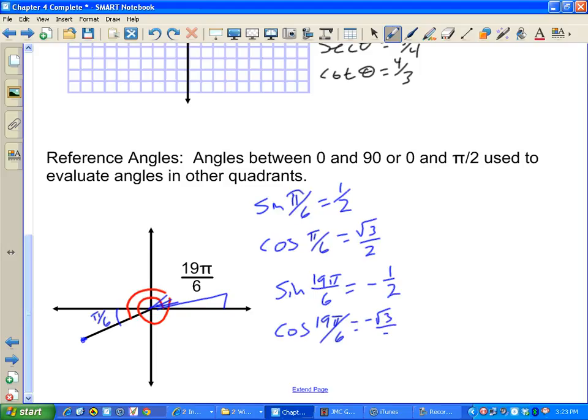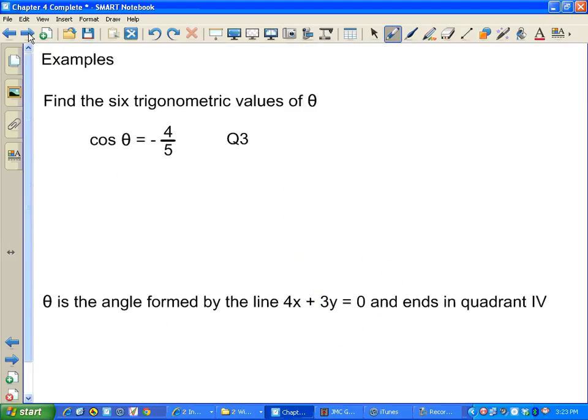Negative square root of 3 over 2. Okay, and that's kind of the way reference angles work. Again, if you know your unit circle well enough, you're not going to have to do this. Let's look at a couple more example problems, things you will be required to do.